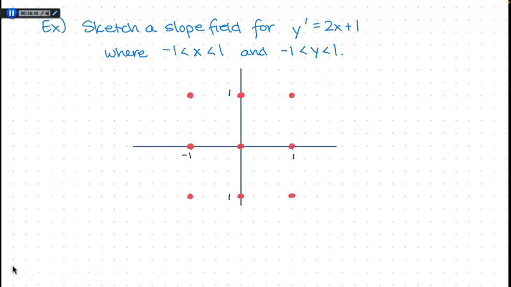You literally plug in. Yes, Rena. Oh, negative. Yeah, thanks. All right, so if we're going to do y prime equals 2x plus 1, it's all based on the x coordinate. That's good news. So when x is -1, what is 2 times -1 plus 1? -1. So let's make a little dashed line that has a slope of -1.